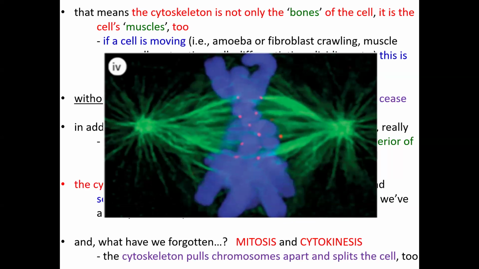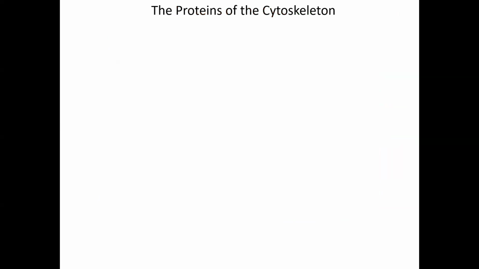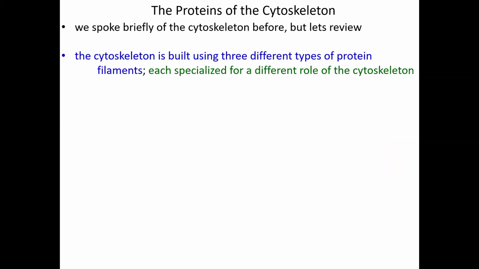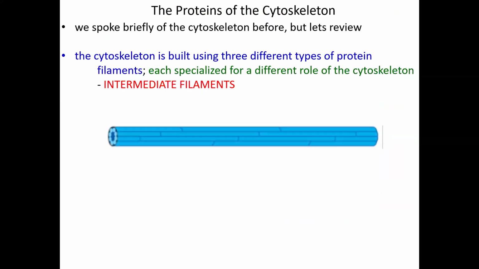Then we'll go into telophase, and after telophase, we have cytokinesis. Cytokinesis involves the constriction of the center of the cell so that eventually that one cell will split into two. Well, that's also due to the cytoskeleton. In fact, it's due to actin of the cytoskeleton. So the proteins of the cytoskeleton are formally, I'm getting ahead of myself, formally three different proteins. And each of those proteins is specialized for a different role in the cytoskeleton.